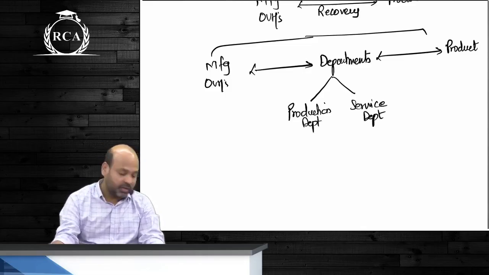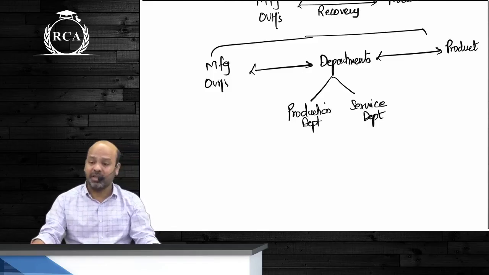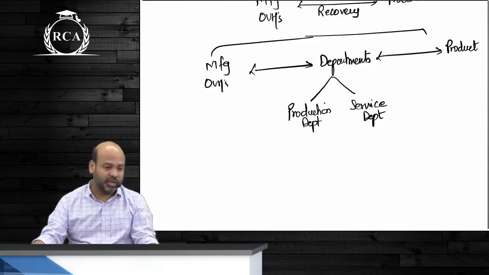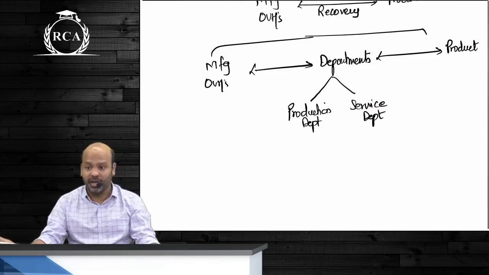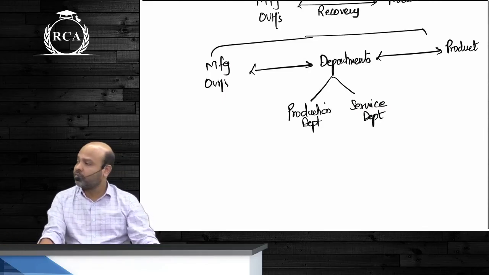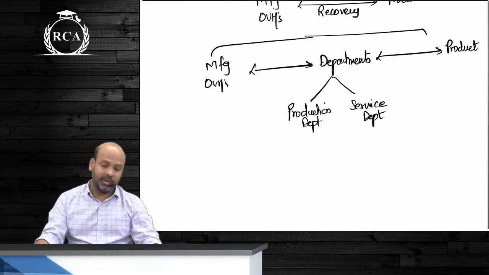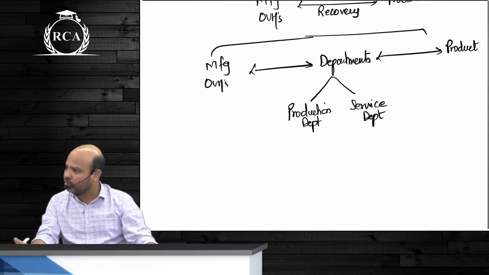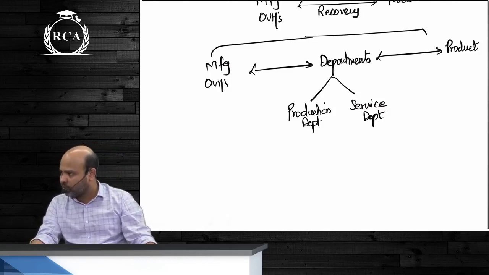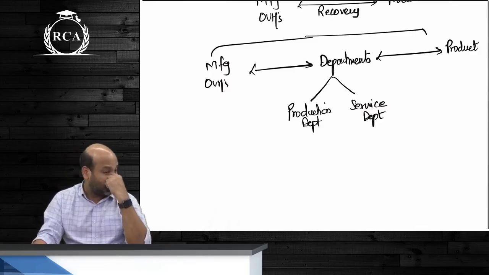Production departments are the ones that are directly engaged in manufacturing activity. Service departments are support functions. I am still talking only about manufacturing expenses. I am not coming to office and admin or selling and distribution. A support department in the organization can be a repairs and maintenance department, whose job is to maintain all the machines that are being used in the organization.